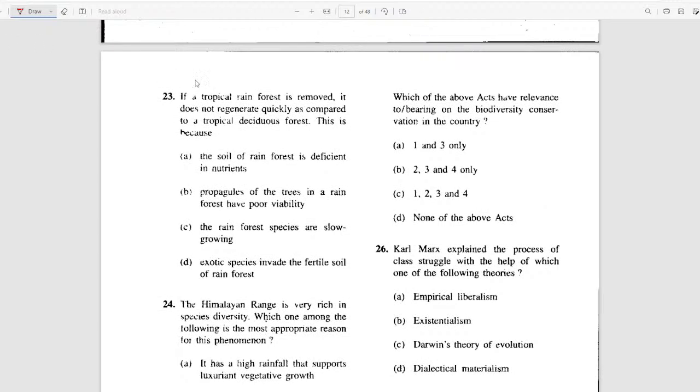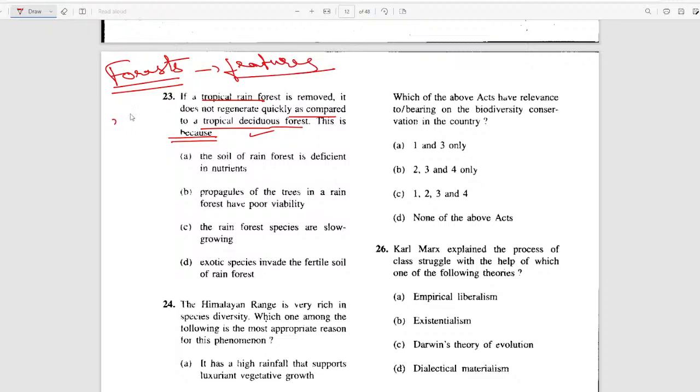23rd question. If a tropical rainforest is removed, it does not regenerate quickly as compared to a tropical deciduous forest. What is the reason? One thing is you have to read about the different types of forests that are there: equatorial forest, tropical rainforest, tropical deciduous forest. All those forests you have to read. Then you have to read the features of it.